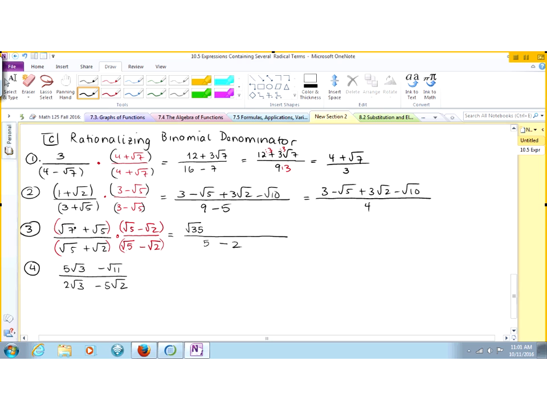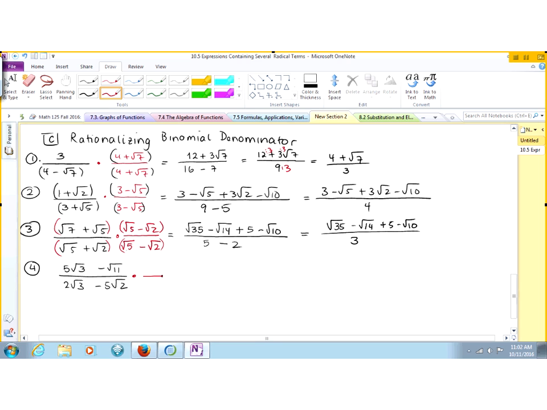FOIL, right? First, square root of 35. Outside, minus square root of 14. Inner, plus 5. Last? Okay. All right. And then that's it. Can we simplify the top? No, so just copy it. And then 5 minus 2 is 3. Finish.